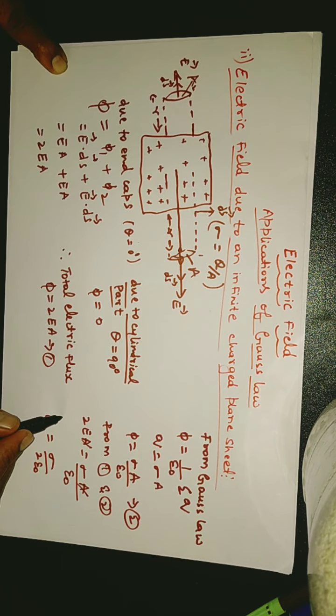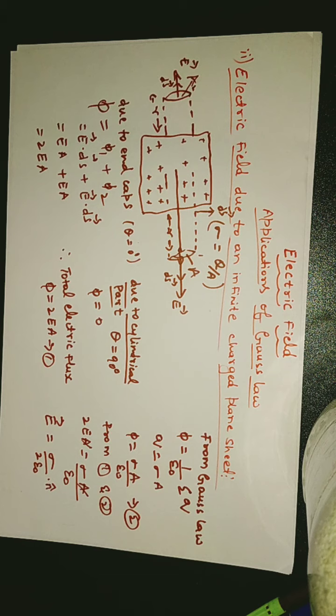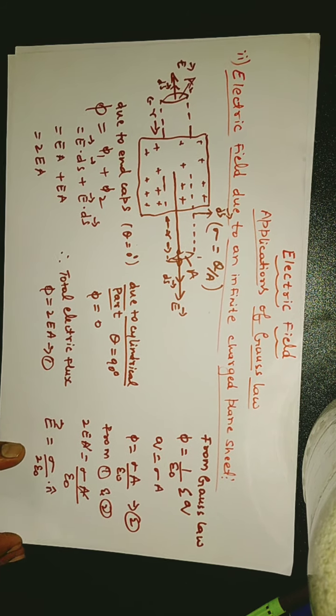Vectorially, it may be written as vector E equals sigma by 2 epsilon naught into n cap, where n cap is a unit vector in the direction of the electric field at point P. So this is the second application of Gauss law. Next, we have to move on to the last application of Gauss law, that is electric intensity due to a uniformly charged spherical shell.